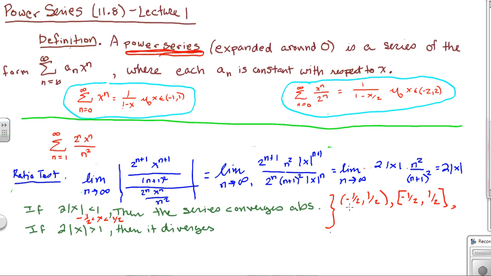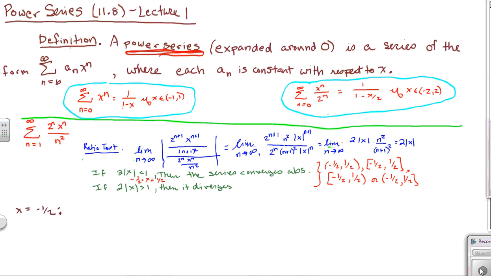Or the one including the left endpoint but not the right, or the right endpoint but not the left. Right? It's one of those 4 things because it converges for everything between negative 1/2 and 1/2. It diverges for everything bigger than 1/2 or less than negative 1/2, but we don't know what's happening at 1/2 and negative 1/2. So for that, we're going to have to test separately. So let's make these things smaller and then test those separately.